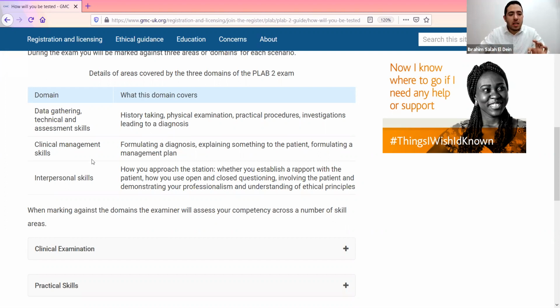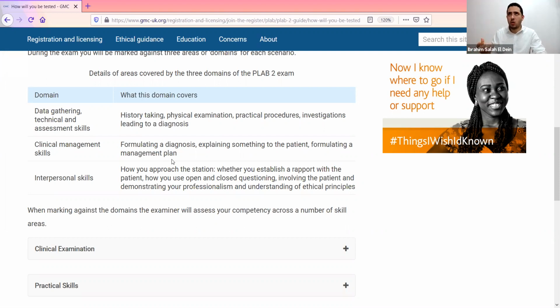Okay. After that, we will come to clinical management skills. What are clinical management skills? It is formulating a diagnosis, explaining something to the patient, and formulating a management plan. Clinical management skills start directly after finishing data gathering. So you took history, you examined the patient, you ordered some initial investigation. After that, you will tell the patient about your provisional diagnosis.